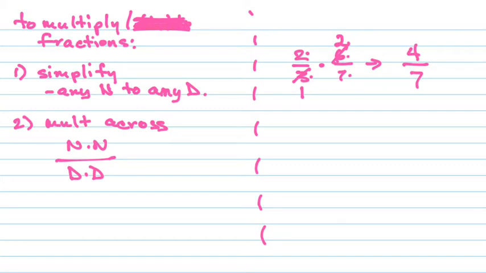Well, let's talk about dividing fractions. So that's all there is to it. 2 steps, right? Simplify any numerator to any what? Denominator. And then just multiply how? Straight across. No big deal. All right. Now, to divide fractions.